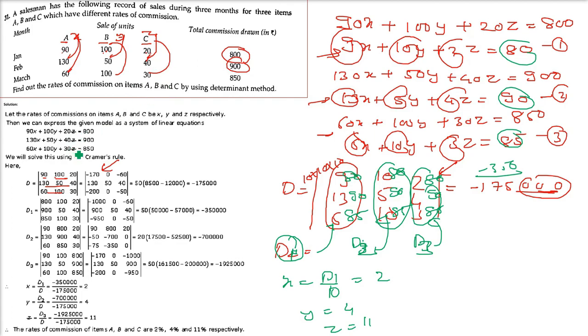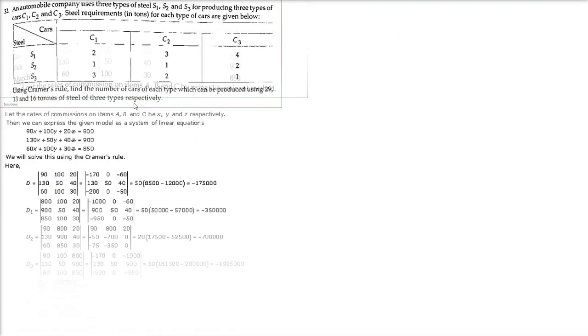And the basic thing is the rate of commission is always represented using percentage. So it will be 2%, 4%, 11%. That is what you have to write, right? Okay. So the basic idea is to make the equations that I have made, and the rest you know already.